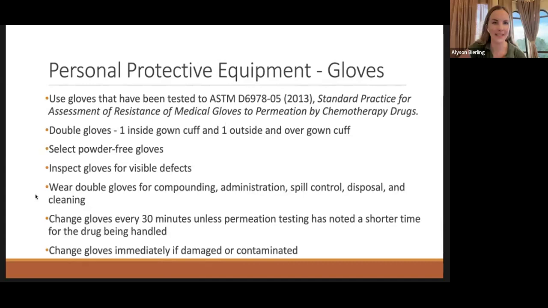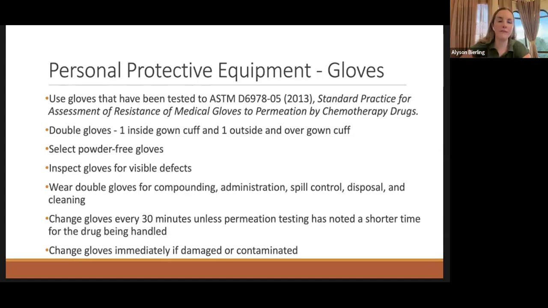Gloves are a really important piece of our PPE. There are specific gloves that have been tested and demonstrated that they protect the worker from chemotherapy. And so there is a list of those types of gloves, and we'll work with procurement to make sure that those gloves are available in your setting when handling chemotherapy. In some settings, double gloves are recommended when you're mixing chemotherapy or administering chemotherapy.